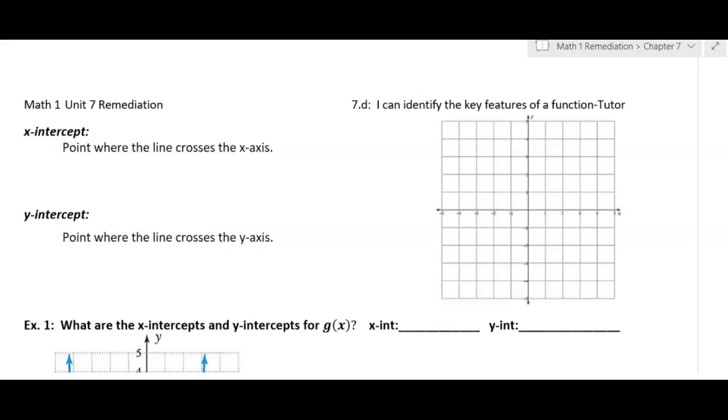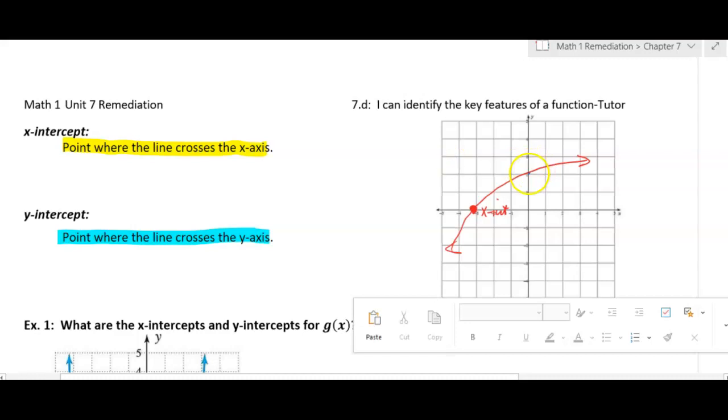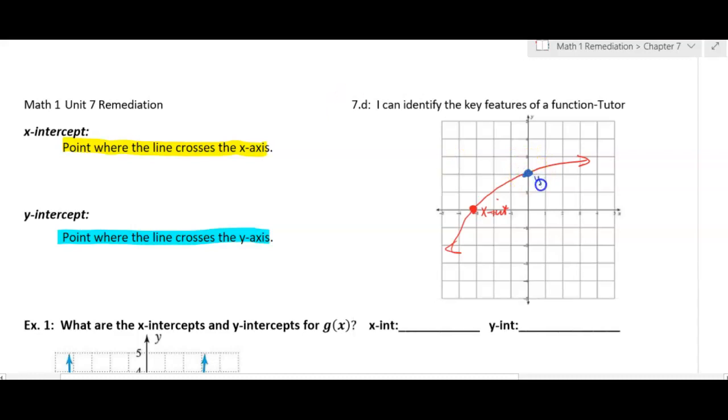Now, the x-intercept, you have to understand, is the point where the line crosses the x-axis. So if I draw a graph inside this coordinate plane, right, and it's something like, say, this, okay, what you have to understand is the point where the line crosses the x-axis, this is your x-intercept. Now, the point where the graph crosses the y-axis, right? This here would be your y-intercept.